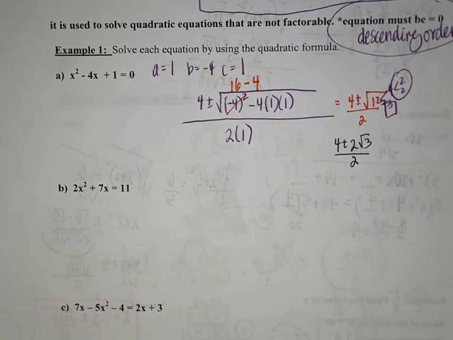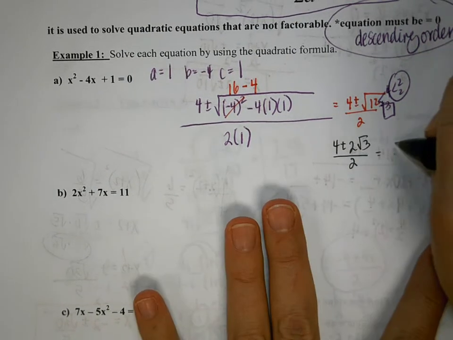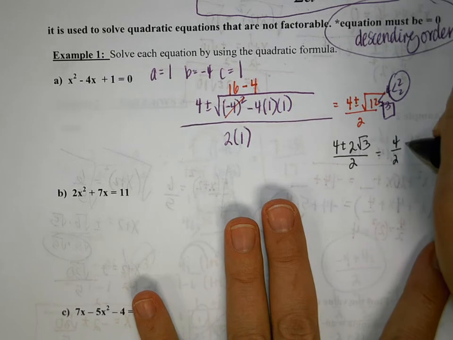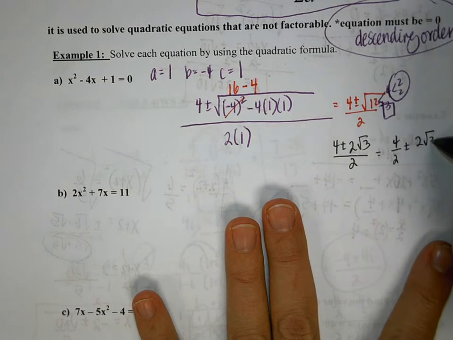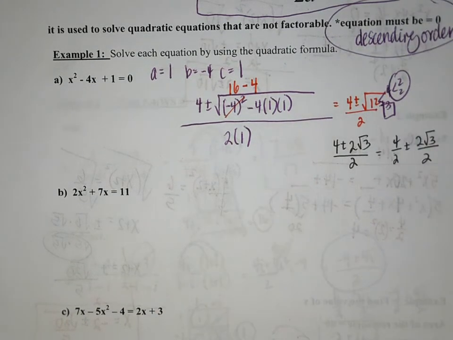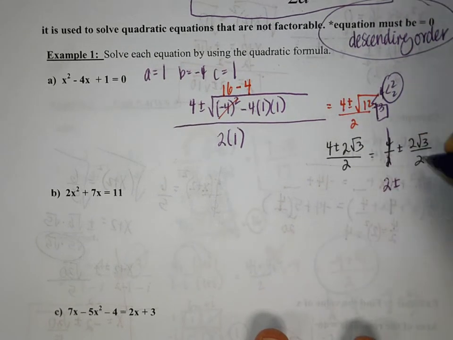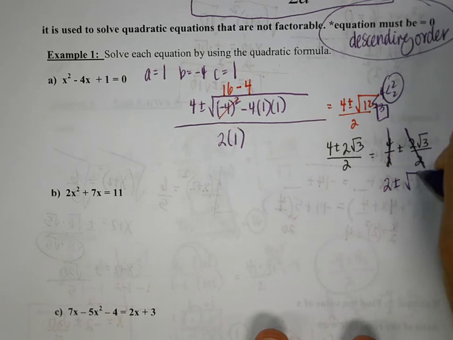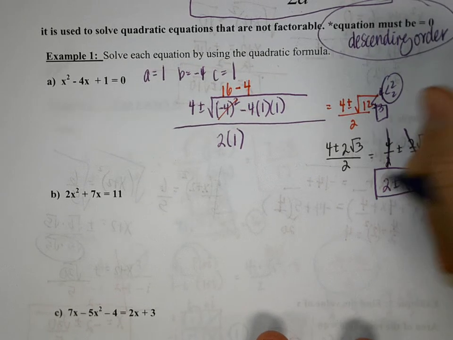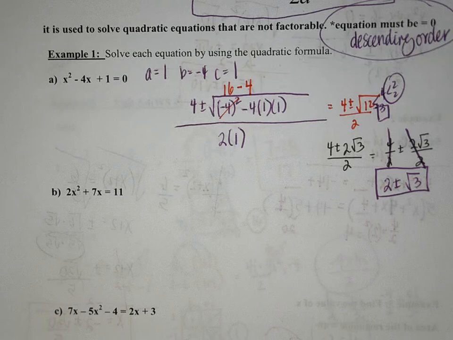Getting this, Eddie? And then I would always end up writing this as 2 separate fractions so that I make sure I reduce correctly. So I'm going to write this as 4 over 2 plus or minus 2 root 3 over 2. Can this reduce? Yes. 4 over 2 becomes 2, so I have 2 plus or minus. These 2's cancel out, so I have 2 plus or minus root 3. And there's your answer.